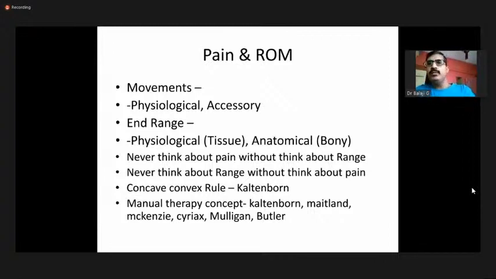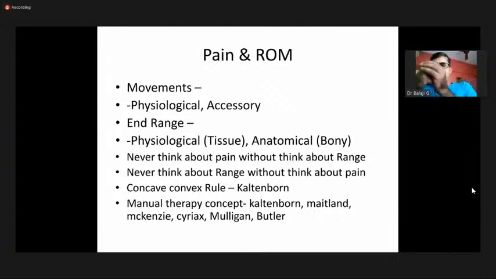Okay. We'll see what movements are. What are the types of movement? There are two types: physiological movements and accessory movements. For manual therapy, I think this is a very basic topic, so I'll explain it in a little detail. What are physiological movements? Nothing but osteokinematic movements: flexion, extension, abduction, adduction, internal rotation, all are physiological movements. Accessory movements are arthrokinematic movements.